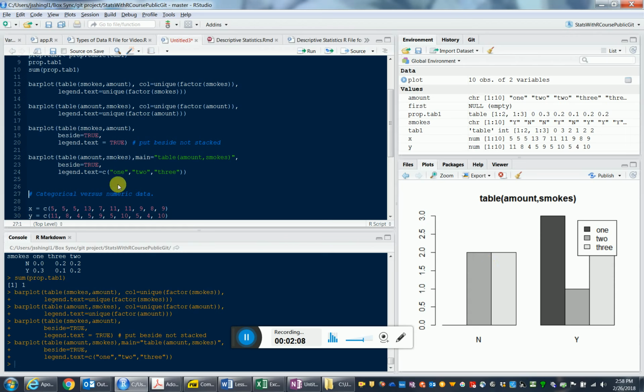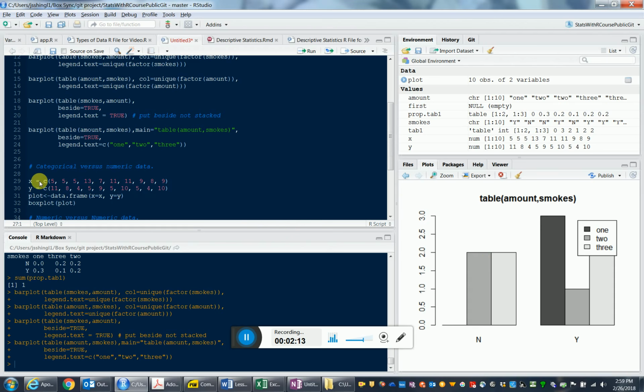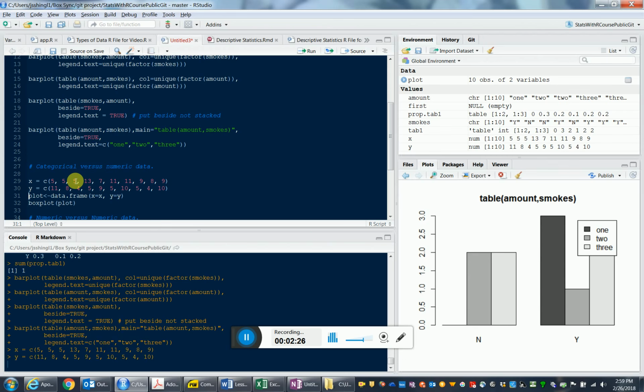Categorical versus numerical data. Here we have two different categories, generically labeled X and Y, both of which comes with an accompanying group of numeric values. Quick and easy way to look at the differences between multiple levels of numeric values is to plot them in a box plot. So let's run through this.